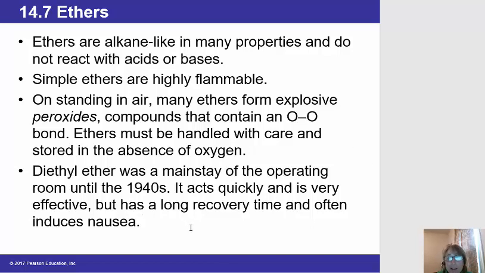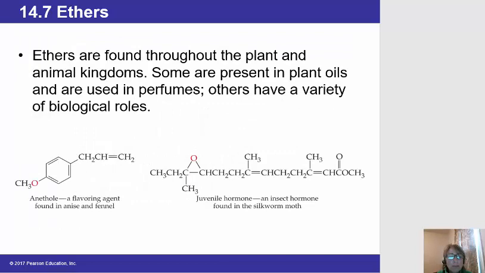And just a fun fact, diethyl ether was an anesthetic until the 1940s. It acts very quickly, but it has a long recovery time, and often it can make people nauseous. And also another fun fact is ethers are found throughout the plant and animal kingdoms in naturally occurring molecules. Some are even used in perfume. So for example, if we look at anethole, it's a flavoring agent that's found in anise and fennel. Here's our ether group right here. There are 2 other functional groups, an aromatic ring as well as an alkene.